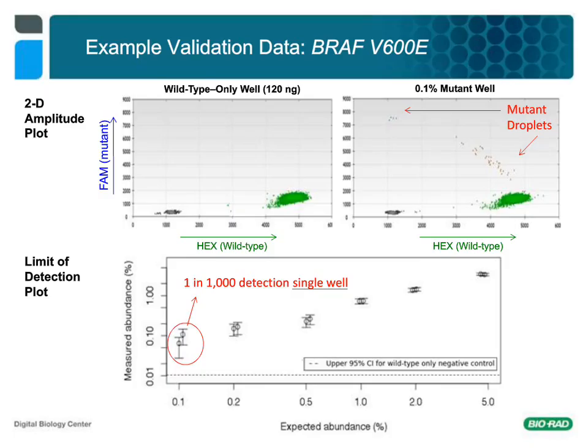Shown here on the left is an example of a wild-type only control well, and a mutant-positive control well on the right at 0.1%. The 2D plots shown here display each droplet in the reaction. The no template droplets are in gray, the wild-type single positives are in green, and the mutant positive droplets are in blue, with the double positive mutant and wild types shown in brown. The limit of detection plot down below shows 0.1% mutant detection in a single well, which is 1 in 1,000, with clear separation from the wild-type only negative control as indicated by the dashed line below.